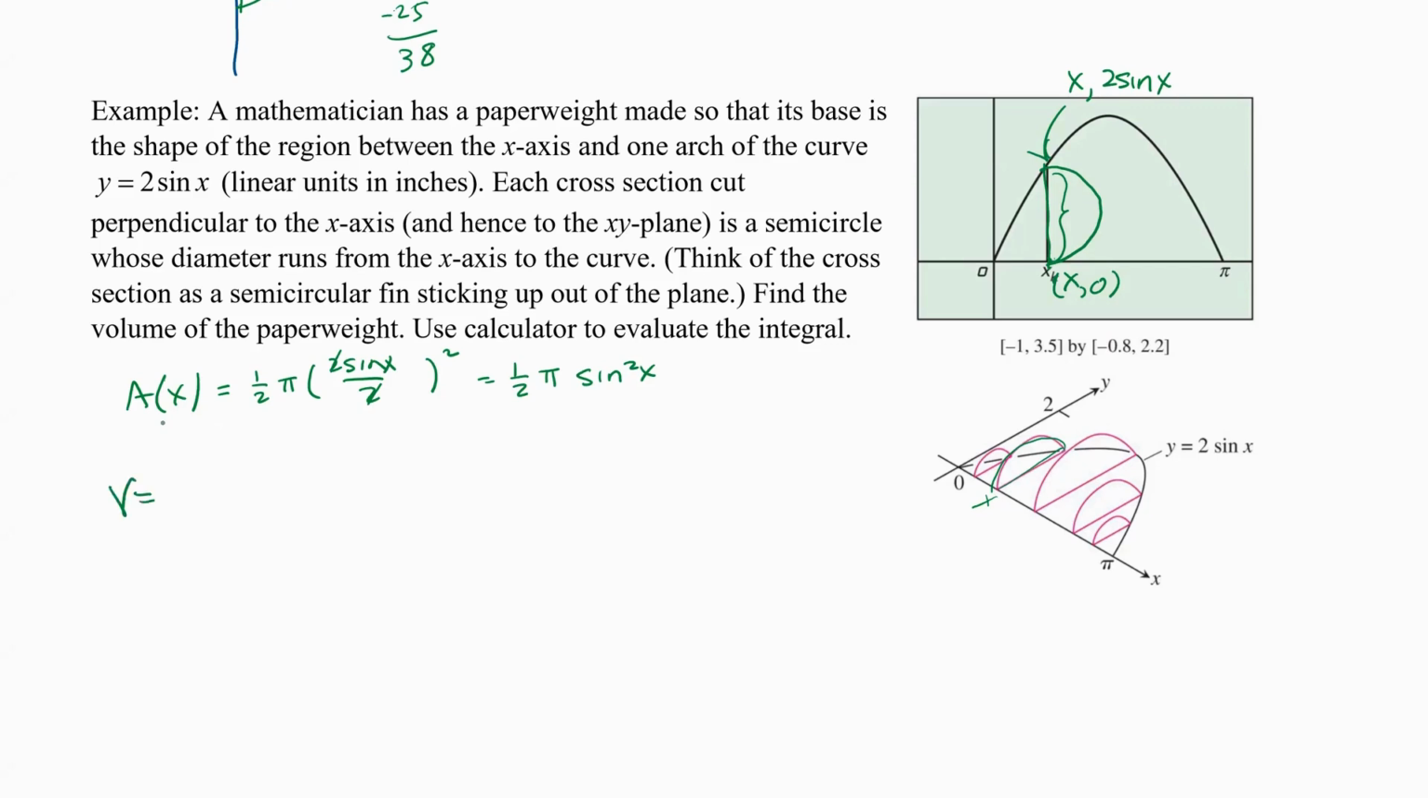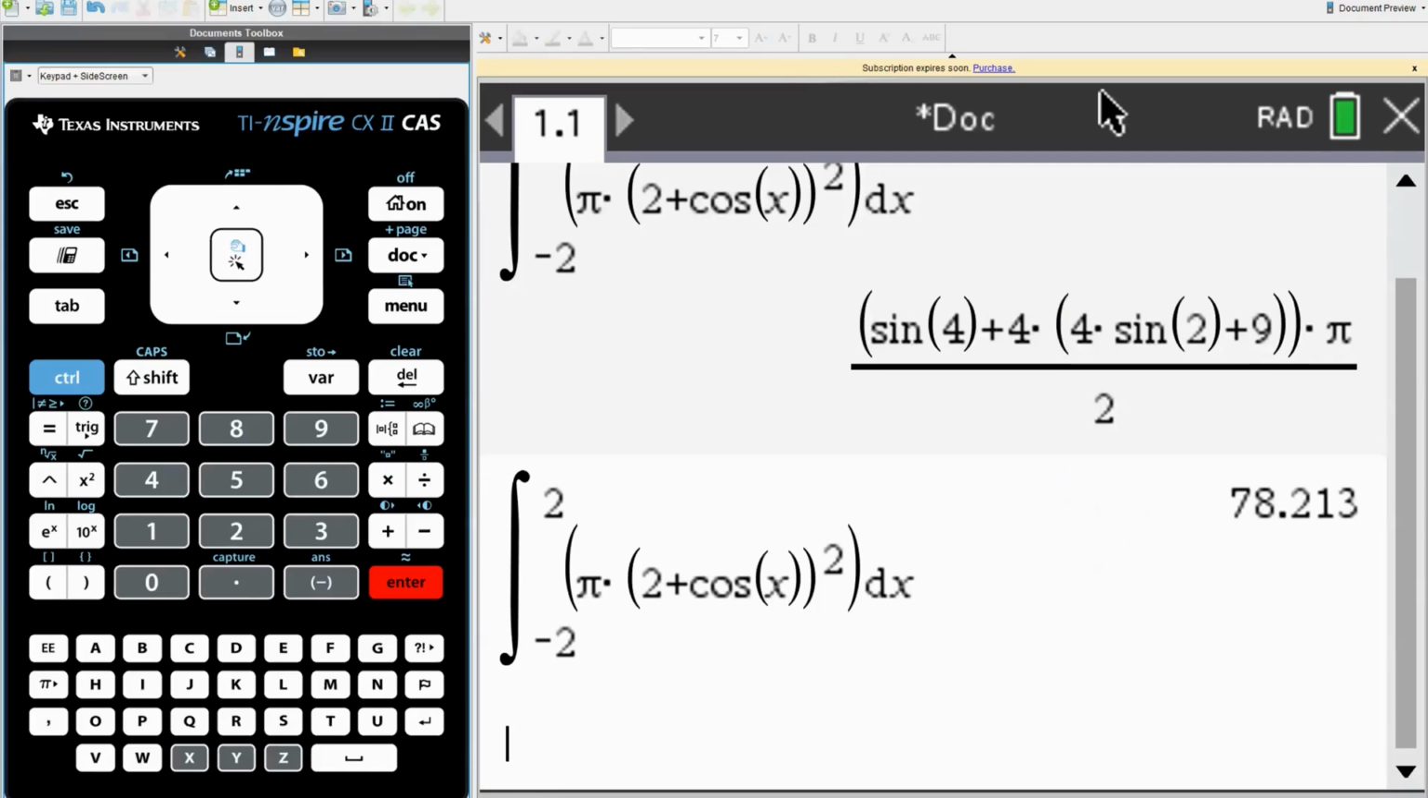If we want the volume, we'll want to take that cross-sectional area, multiply it by a little bit of thickness, because each of these cross sections is a little bit thick in the x direction. And we'll do that from the lowest x to the highest x. This particular integral again uses a technique that we really haven't talked about in class. So we'll evaluate this on the calculator.